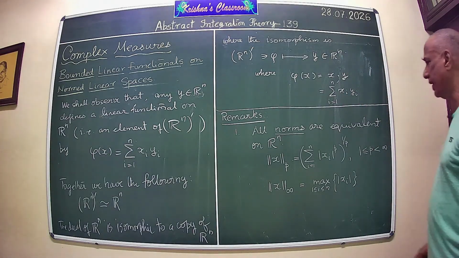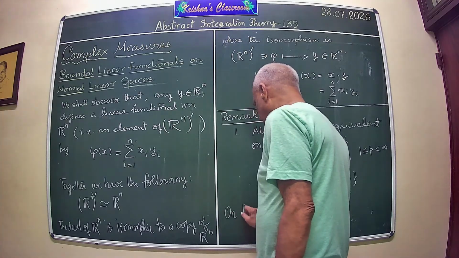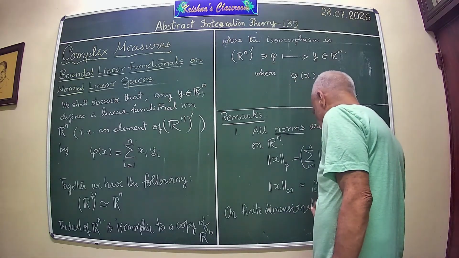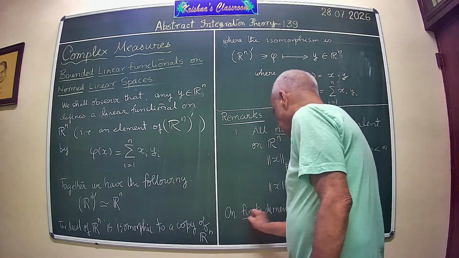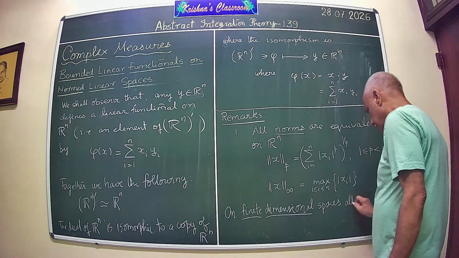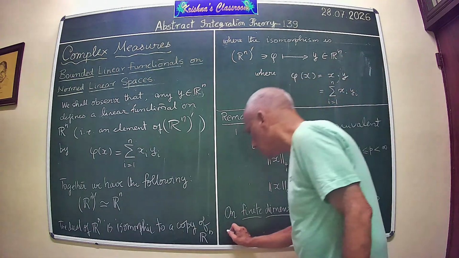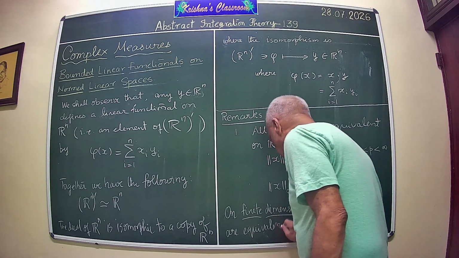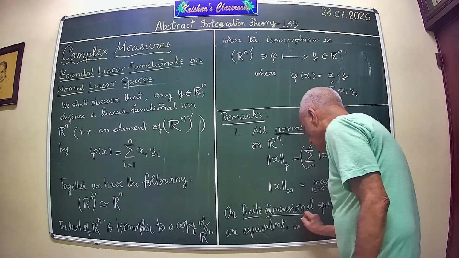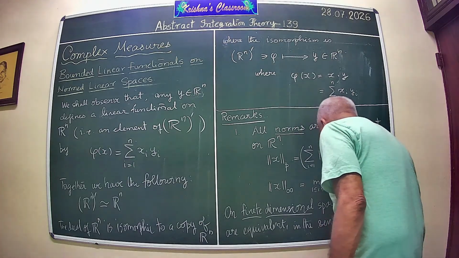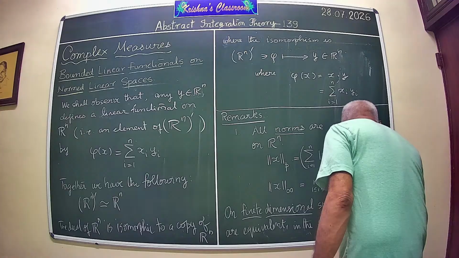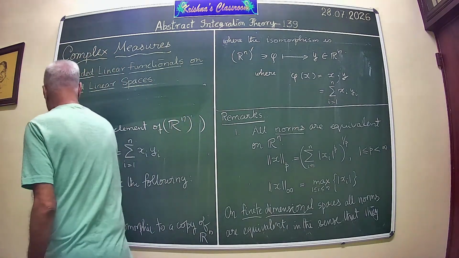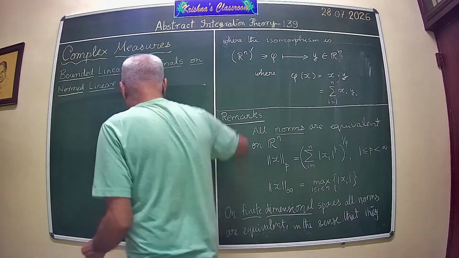However, on finite dimensional spaces, more generally on finite dimensional spaces, all norms are equivalent, in the sense that they generate the same topology. That means the same open sets.